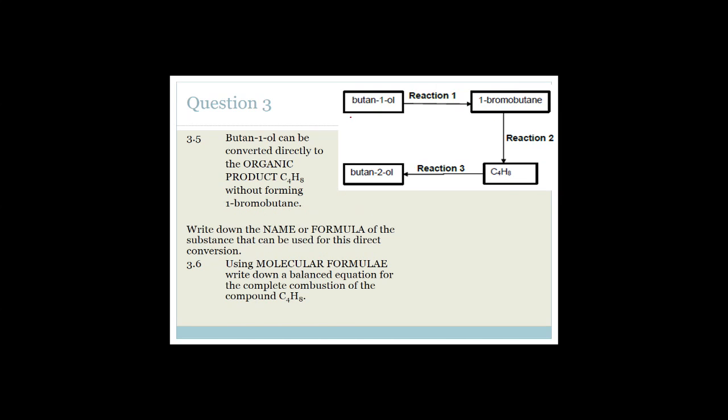Now it says butan-1-ol can be converted directly to the organic product of C4H8 without forming 1-bromobutane. So we can skip a step and go through. It says, write down the name or formula of the substance that can be used for this direct conversion. What would we be doing? We'd be removing water. Okay? Think about this. I'm going to draw it out again. We've got carbon, carbon, carbon, carbon, hydroxyl group, hydrogen, hydrogen, hydrogen, hydrogen, hydrogen, hydrogen, hydrogen, hydrogen, hydrogen.